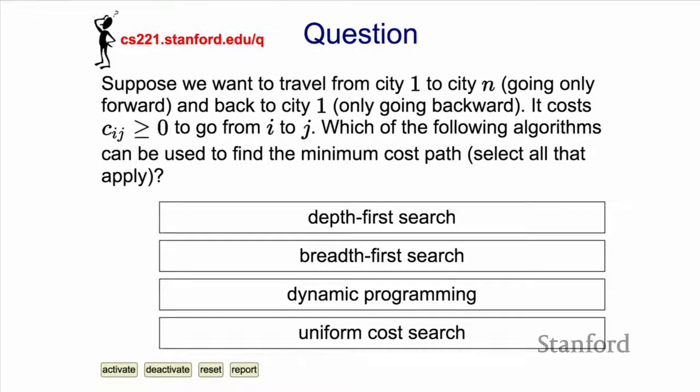So here we have a slight variation of the problem where you have to go from the first city to the last. And once you reach the last, you have to go back to the first city, only going backwards. So if I gave you this new search problem, which of these four search algorithms can apply to that problem? And there's more than one right answer. I'm going to go ahead and reset the counts and give people a chance to chime in and comment on that one.